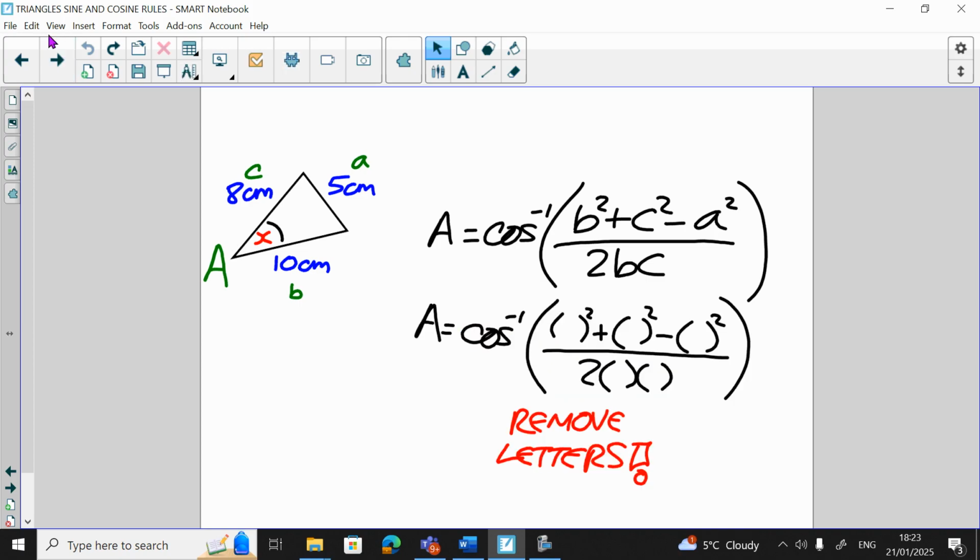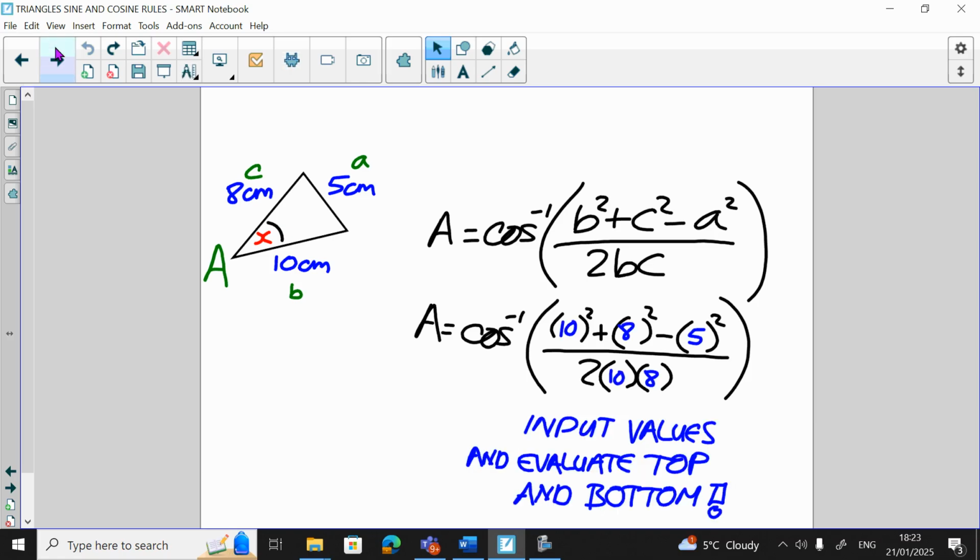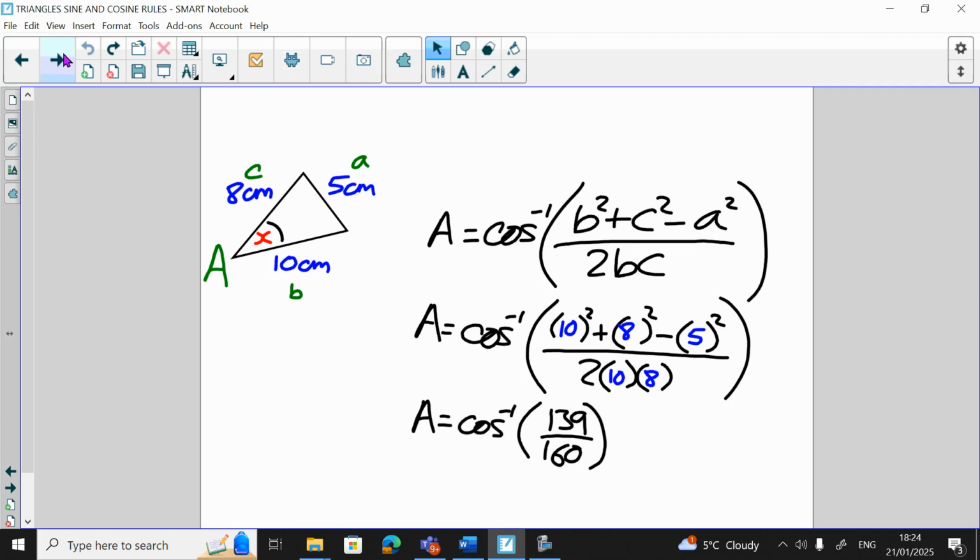Let's remove the letters. Let's put in the numbers. And I like to just work out the top line and the bottom lines because I don't trust my calculator. So 10 squared plus 8 squared, so that's 164. Take away 25, whatever that is. Then 2 times 10 times 8, whatever that is. So you're going to get two numbers here. So you put them in your calculator. I think it is 139 over 160.